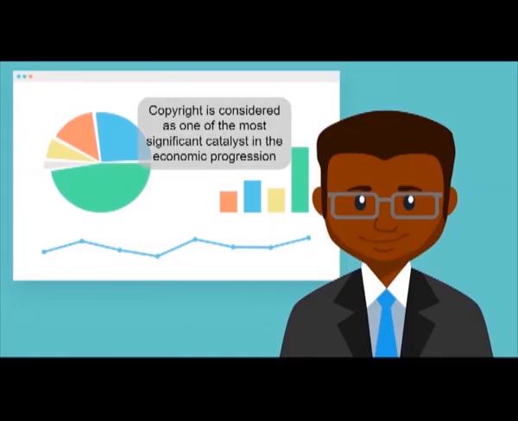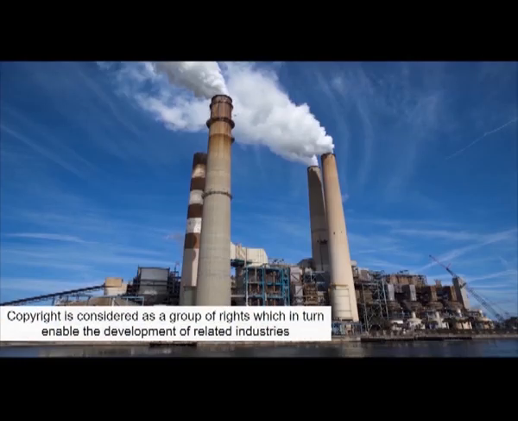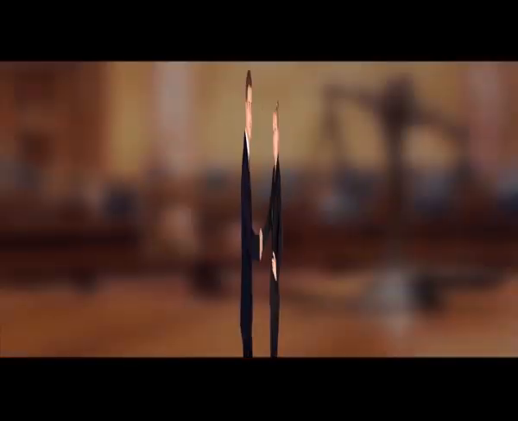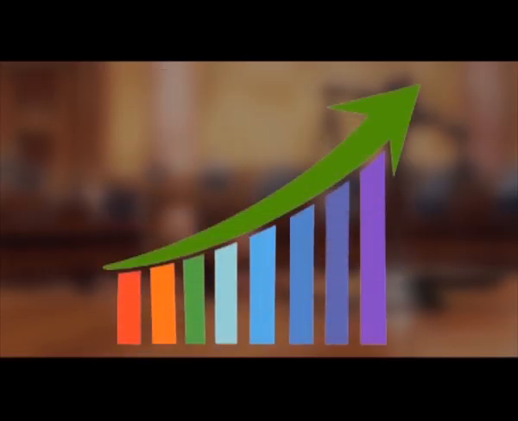It is also considered as one of the most significant catalysts in economic progression. Copyright is a transferable right. Of course, it is a transferable right, and the owner can transfer this right by way of license, lease, or sale for monetary consideration. So copyright can be considered as a group of rights which in turn enable the development of related industries. In that manner, it is one of the most significant catalysts in economic progression, because copyright is a transferable right. You can give your right to somebody else to gain some sort of economic benefit from it.